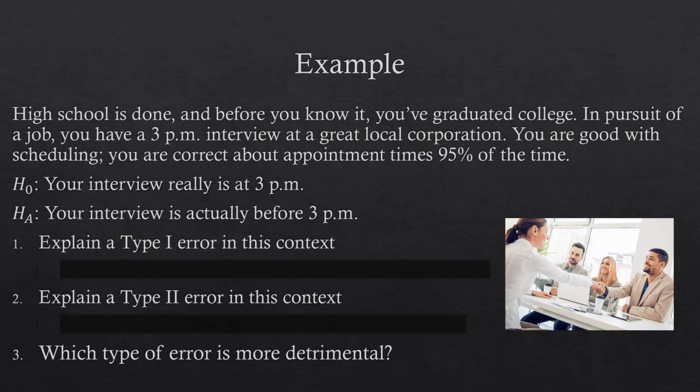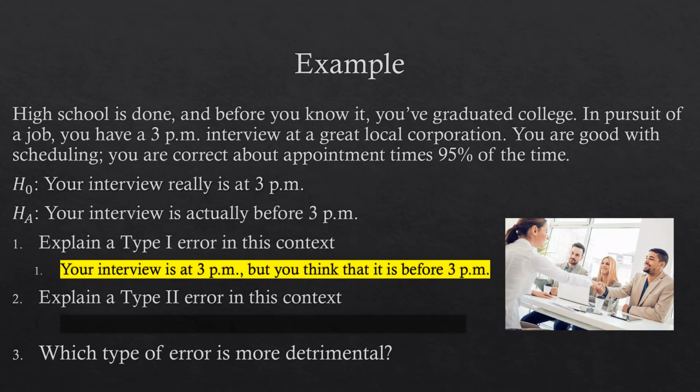Okay. So type 1 error in this case, this is where the interview is at 3 p.m., but you think that it's before 3 p.m. In other words, the null is true, but we reject it. And if you think about this, really all this means is that you're going to be sitting in the parking lot early, and it might actually be a good thing for your boss to see, hey, this person is very urgent. They really want the job. They want to be here on time. So not a ton of negative consequences to that one. Maybe you had to take time off of school or work to get to the interview, but no big deal.